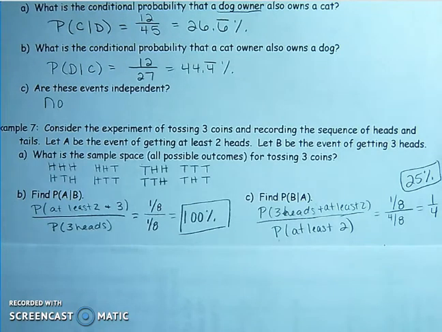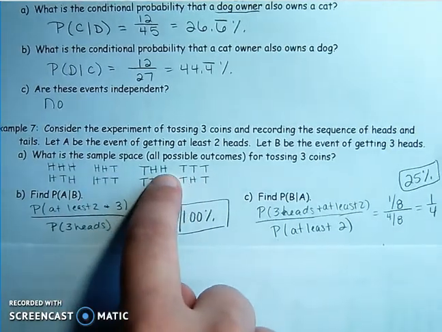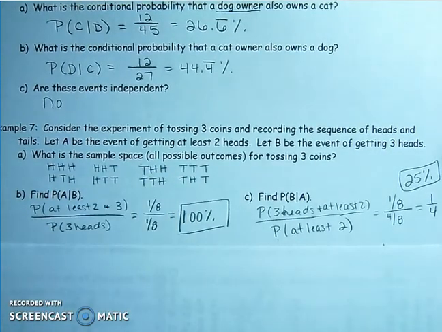Finding the probability of B given A is the probability, again, that you have at least 2 and 3 heads, given the fact that you have at least 2. So that one's a little bit different. There's only one case where you have 2 and 3 heads, and that's all of them being heads. Whereas there are 4 possibilities of you having at least 2 heads. That being this case, this case, this case, and that case. So it's 1 out of 8, over 4 out of 8, which is 1/4.